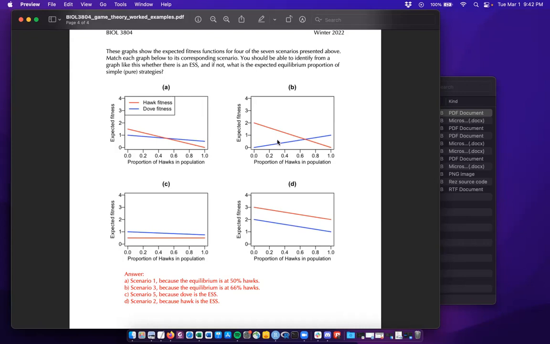So no matter where you start, your population will evolve towards there being 66% hawks with this particular payoff matrix that leads to this set of equations. That's what will happen. Yeah, those are good questions.